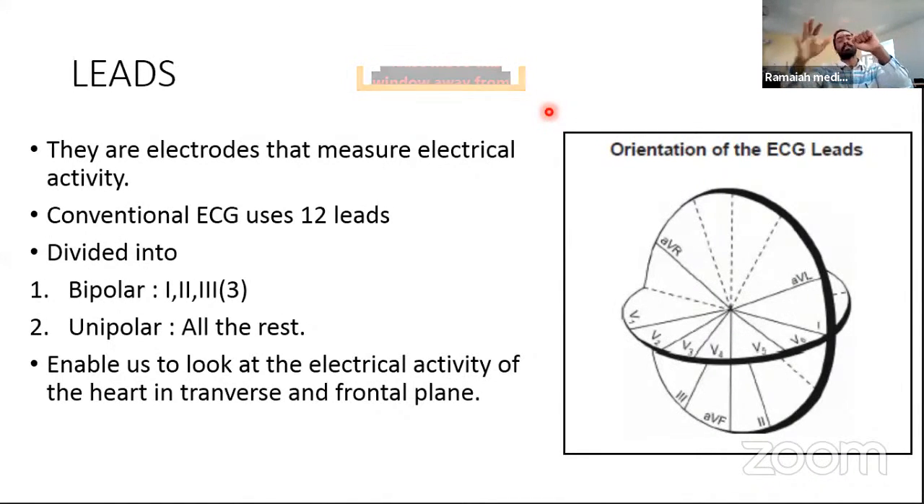This way I get the 360 degree orientation of the heart, in the horizontal plane and in the coronal plane. We can divide the leads into two types: one is called bipolar, one is called unipolar. Bipolar because there are 2 points of electrical difference noted in the lead, and the potential difference across them is measured. Bipolar leads are lead 1, 2 and 3, whereas unipolar leads are all the rest, which are AVR, AVL and AVF and V1 to V6. We'll see what those leads are subsequently. The aim is to enable us to look at the electrical activity of the heart in both planes.